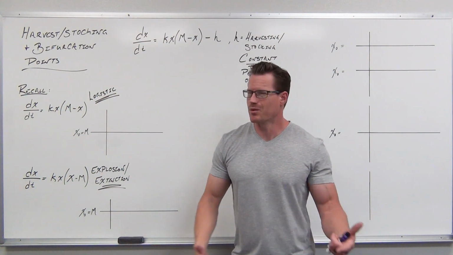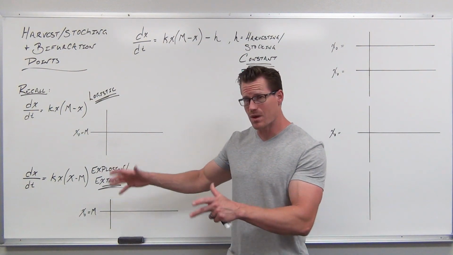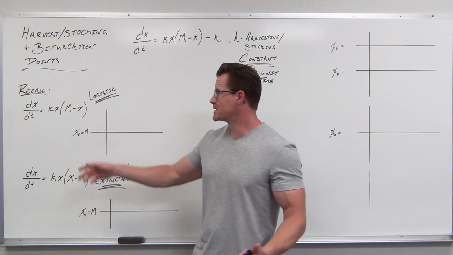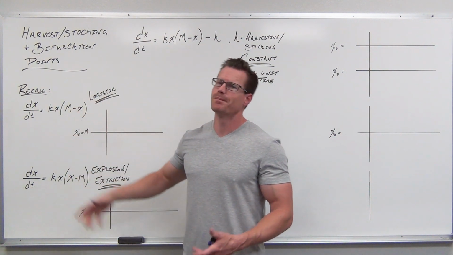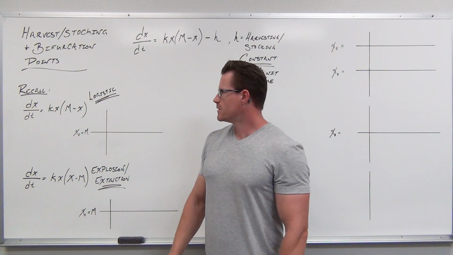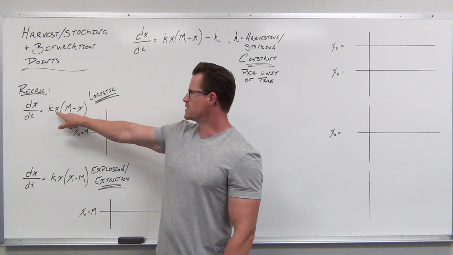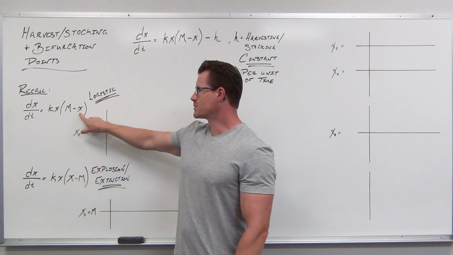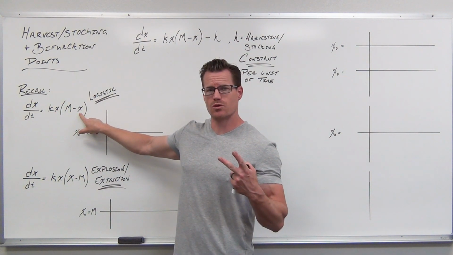Well, if you remember from the last couple of videos, all we've got to do to find critical points is set this equal to 0 and solve for x. If we do that, then we're going to get two critical points. You can see it right here. We get x equals 0, and we get x equals m. Those are the two critical points.